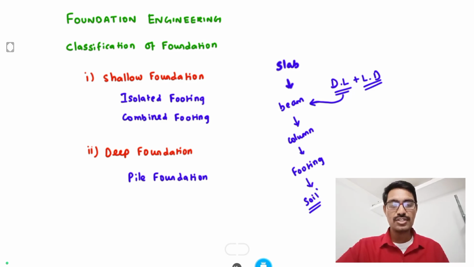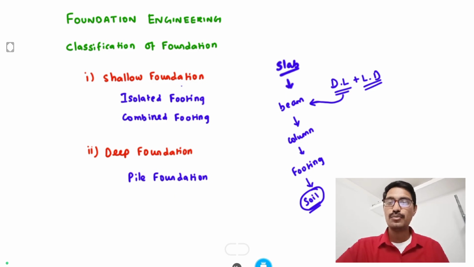The soil should be capable enough to carry all the loads. The load carrying capacity of the soil is called bearing capacity of soil. The bearing capacity is the main factor of the soil to design the foundation. I think you now know what is meant by foundation. So now we go for the classification of foundation.